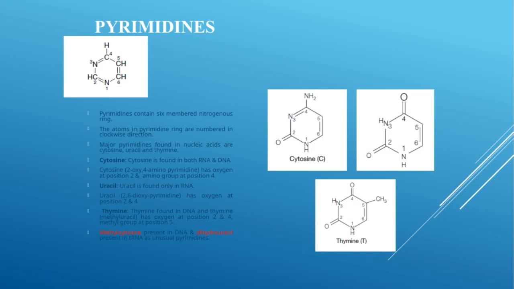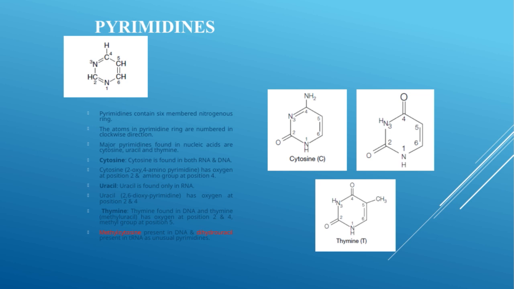Pyrimidines contain a 6-membered nitrogenous ring, which is fundamental to their structure. When we look at this ring, the atoms are numbered in a clockwise direction, making it easier to identify specific positions on the ring for different functional groups. The major pyrimidines we find in nucleic acids are cytosine, uracil, and thymine, each playing unique roles in genetic material.